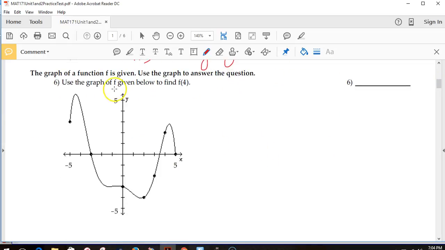Number 6, use the graph to find where f is 4. So when x is 4, what is y? Well, here's 1, 2, 3, 4. And if I go up, looks like I'm at a 2. And so, oh, I wrote 2. I meant to write a question mark, and I wrote the answer. And so my y value is 2, so f of 4 is 2.